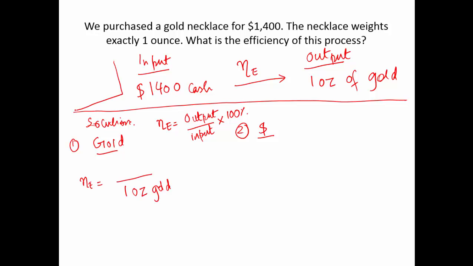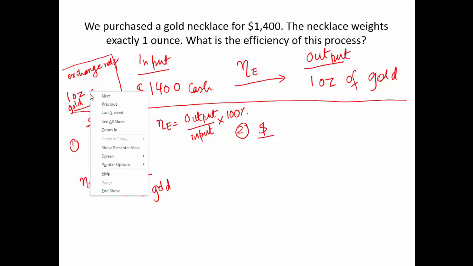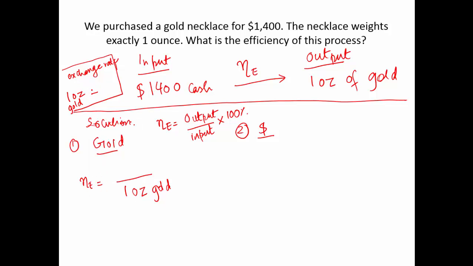So if we convert using the exchange rate, for the free market, 1 ounce of gold is equivalent to $1,260. So that's the exchange rate in the free market. So in order to convert the cash, $1,400, we have to convert both input and output in terms of weight of gold. So we have our efficiency.